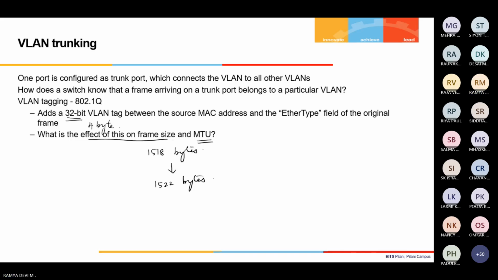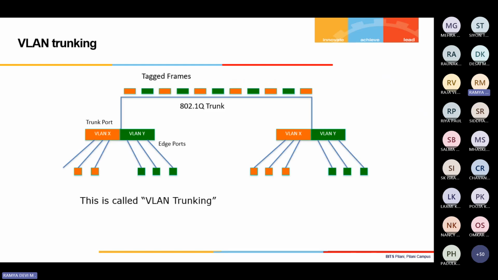Without tagging, multiple ports are required. With tagging, one link will carry the traffic for multiple VLANs. So this is an example of VLAN trunking. Multiple VLANs share a single physical link between the switches. See here, a single port on 2 switches carries multiple frames belonging to 2 different VLANs.